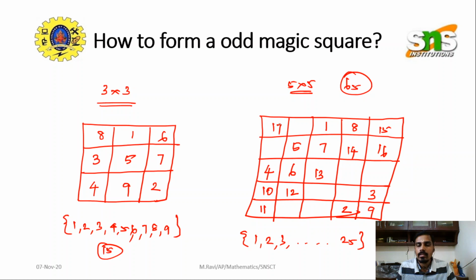Once 17 is written in the first row, then come downwards 18, 19, 20, then 21, 22, and it becomes 23, and it becomes 24, and it becomes 25. So now add the row, column, and diagonal sums, everything, and you will get the magic number 65.